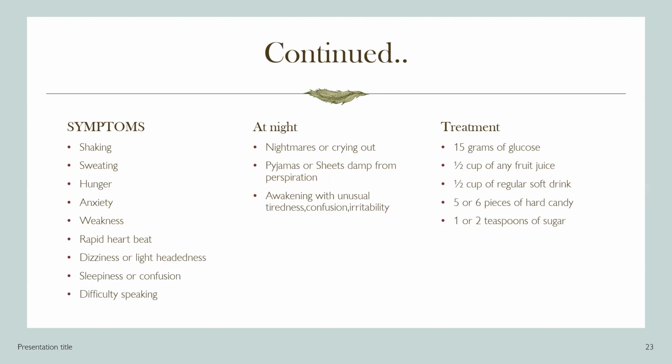Now, what treatments can we give? Immediate treatment when the patient is complaining: 15 grams of glucose is advisable. Half a cup of any fruit juice immediately, half a cup of regular soft drink, 5 or 6 pieces of hard candy, or 1 or 2 tablespoons of sugar can be given immediately.